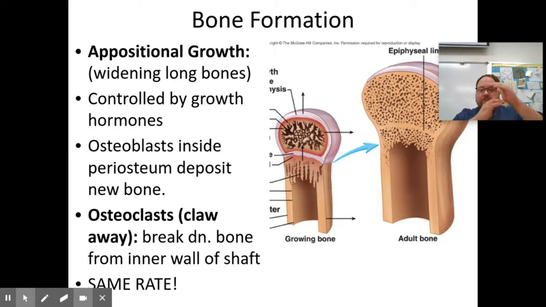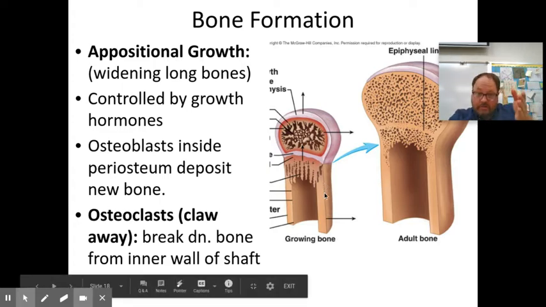Now, not only do long bones lengthen, they also widen. That widening is called appositional growth. Okay? And just like long bone lengthening, it can be under the influence of hormones like growth hormone. So underneath the periosteum, underneath that fibrous layer, you have the osteoblasts adding the bone. So that makes the bone thicker on the outside.